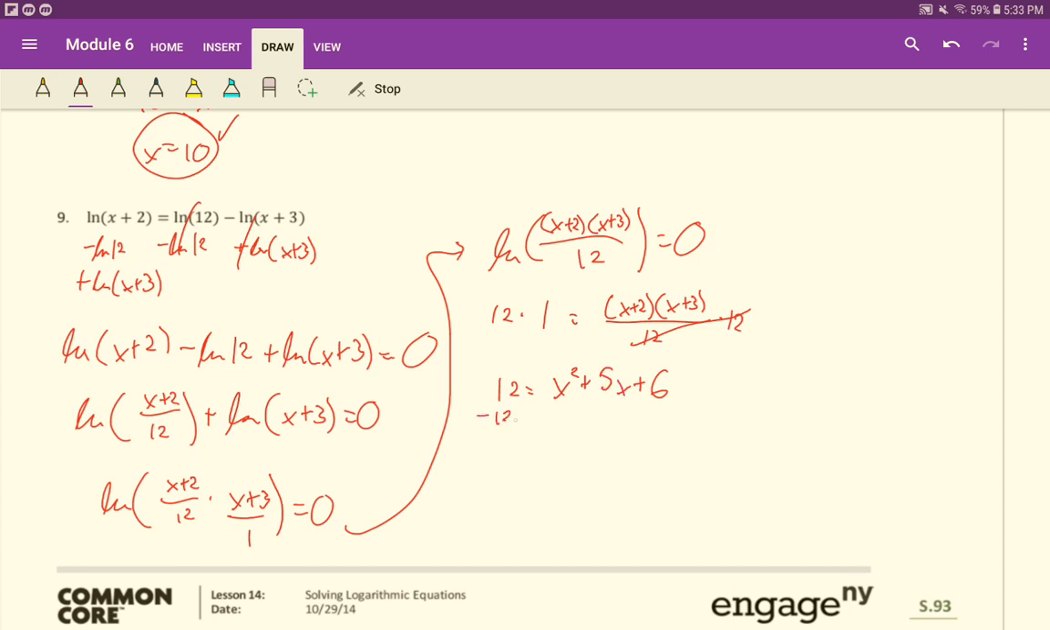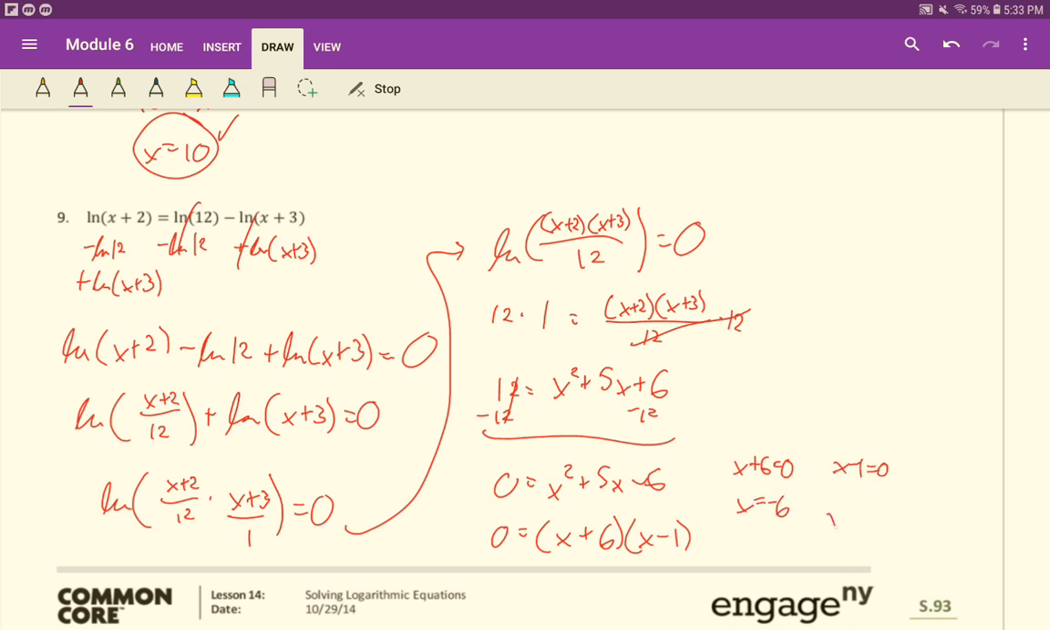Okay, subtract the 12 from both sides so we can be equal to 0. 6 minus 12 is negative 6. And now factor. x plus 6, x minus 1. So we'll get x plus 6 equals 0 or x equals negative 6, and x minus 1 equals 0 or x equals 1. Okay, check these back in.